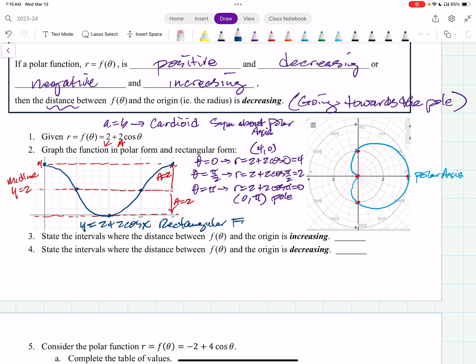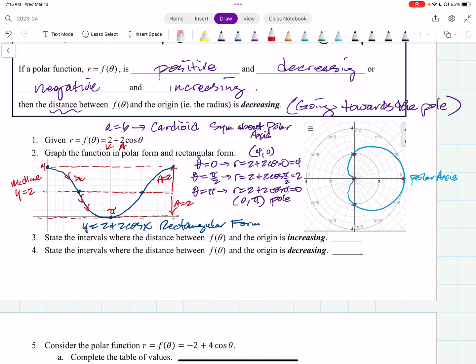Okay, so now that we have that, it's easy to analyze. Here we go. So again, this is pi right here. So from 0 to pi, the function's going down, so it's decreasing. And guess what? It's above the x-axis, so it's positive. So when the signs are different, you know that the distance is decreasing, which means it's actually getting closer to the pole.